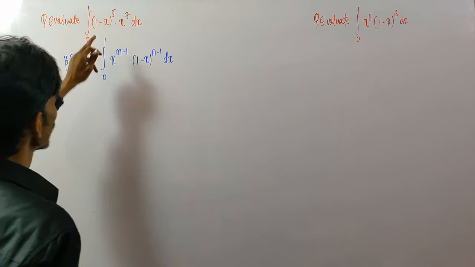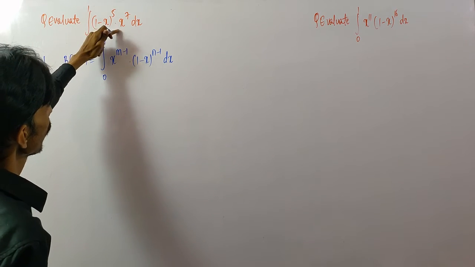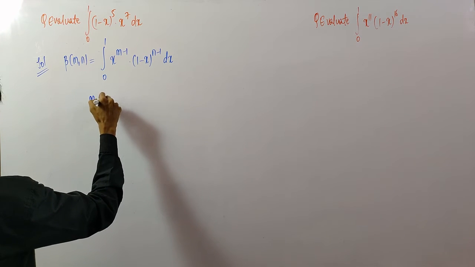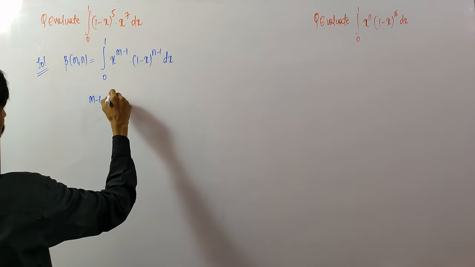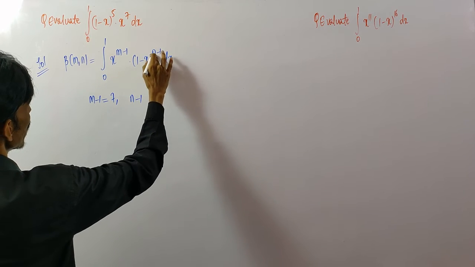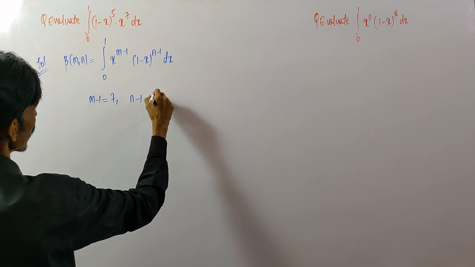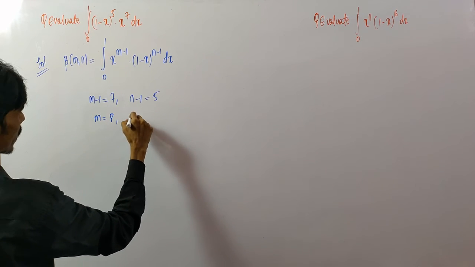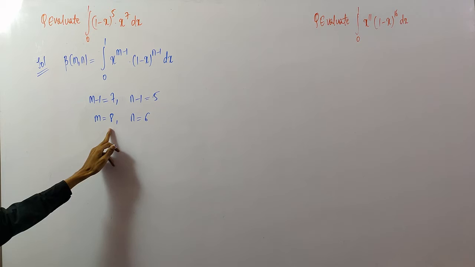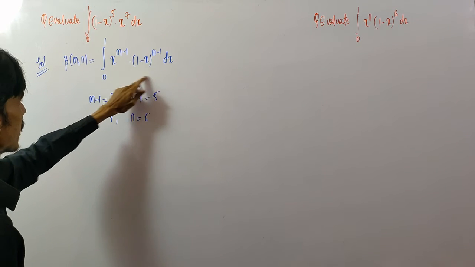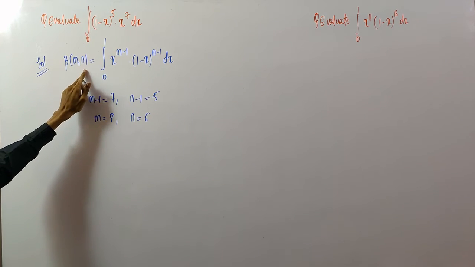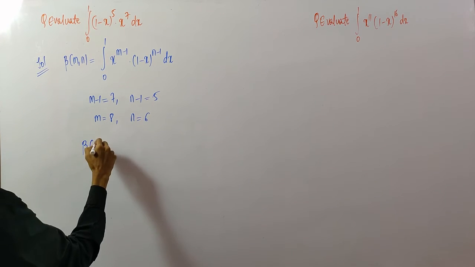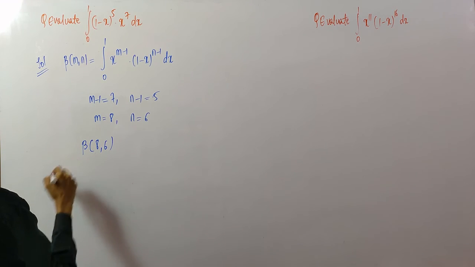Now comparing these two, we have x power 7 here and x power m minus 1. So by comparing, we can say m minus 1 value is 7 and n minus 1 value is 5. So m is equal to 7 plus 1, that is 8, and n value is 6. So this complete integral can be replaced by beta of m comma n, that is beta of 8 comma 6.